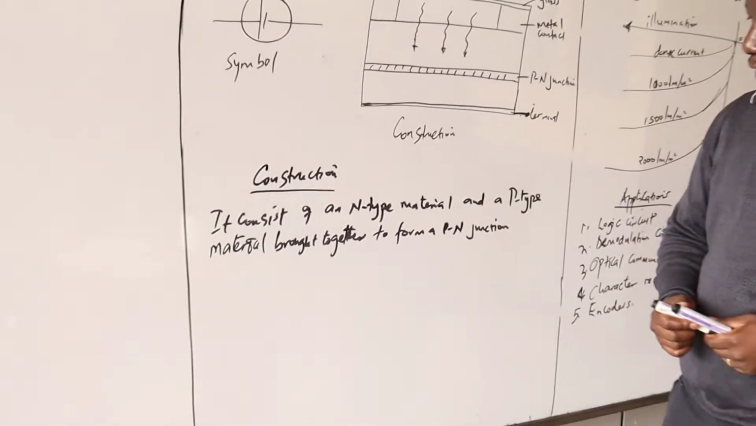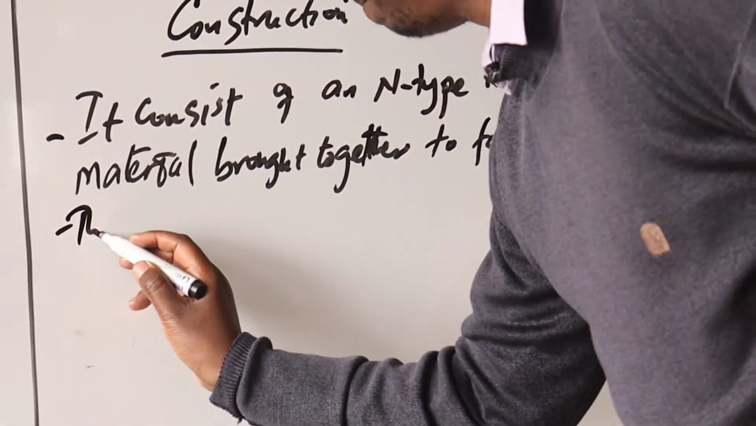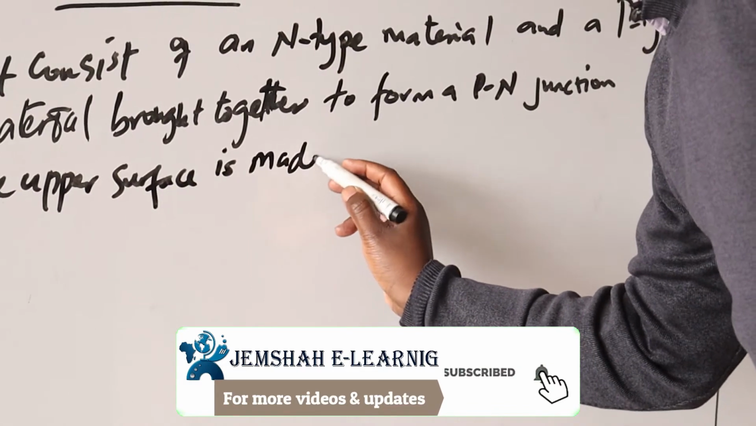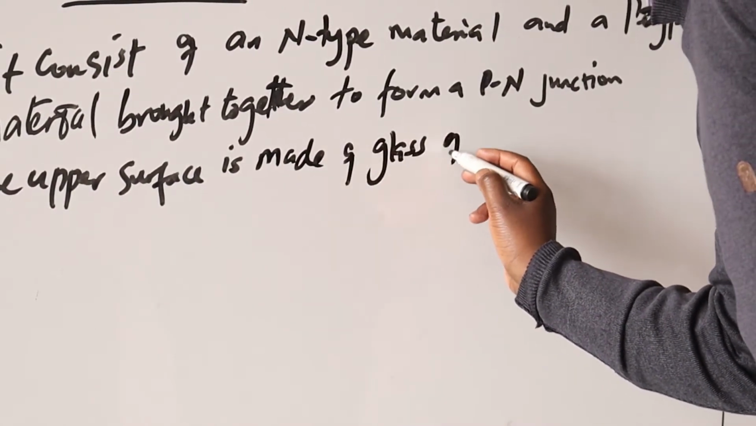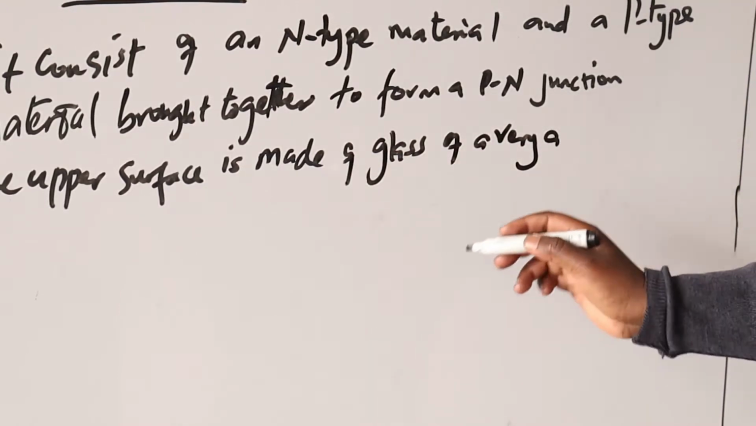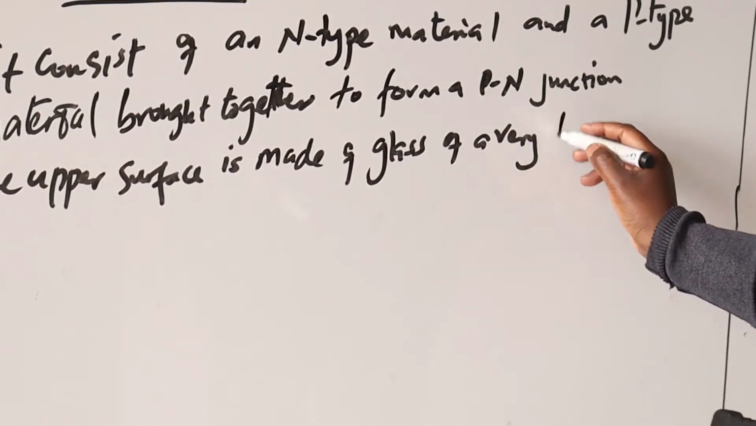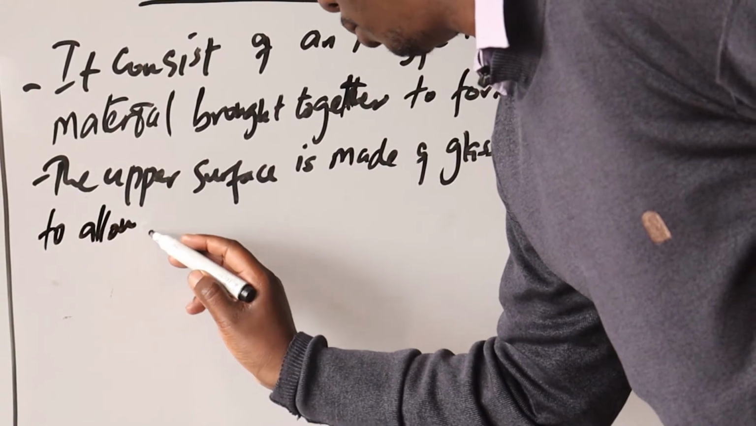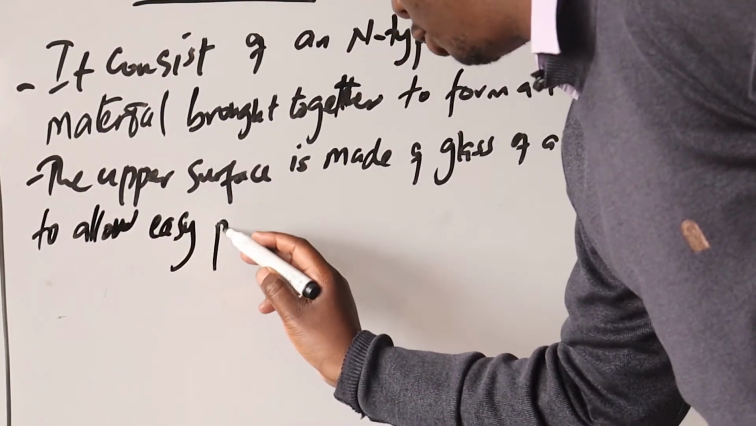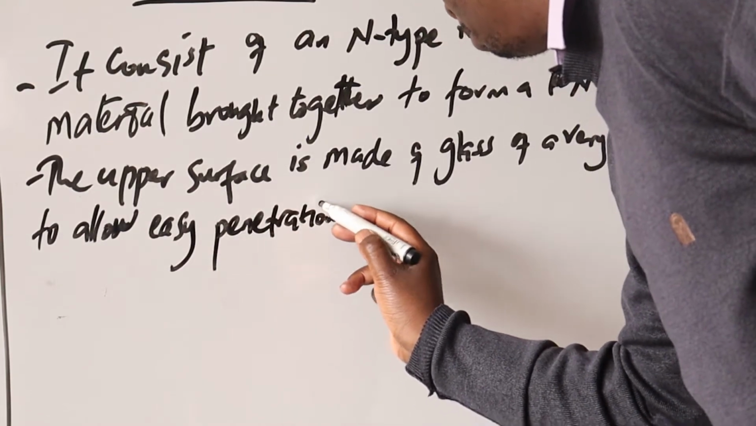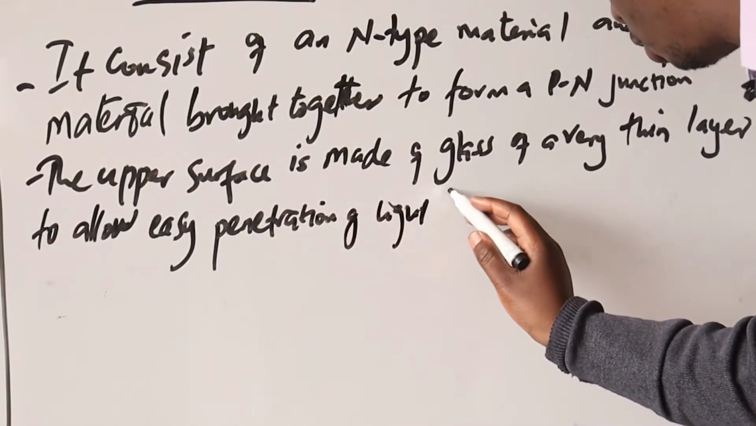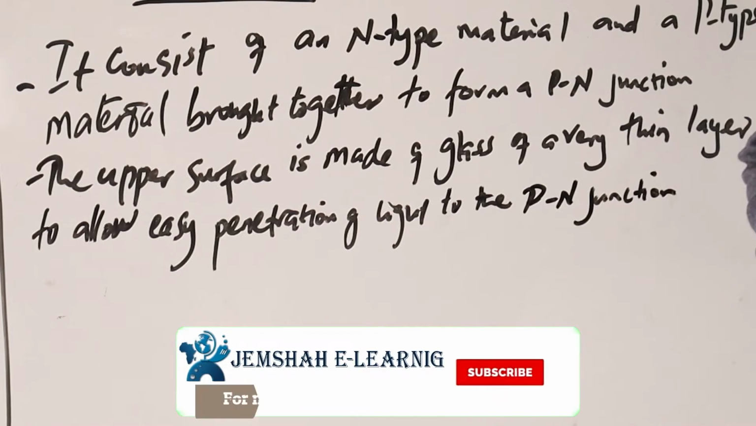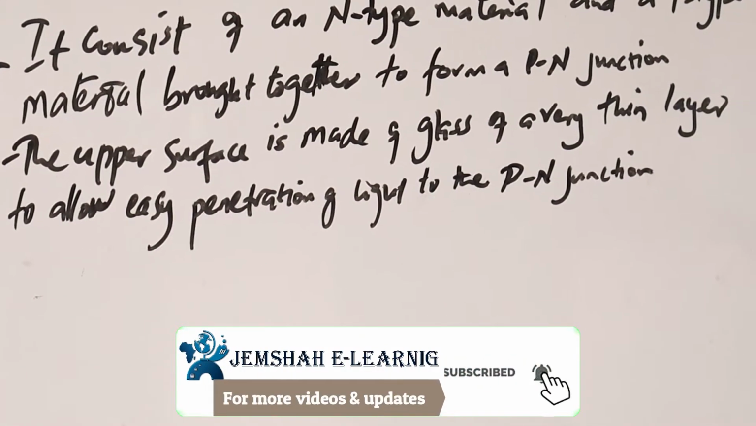The upper surface is made of glass, of a very thin layer, to allow easy penetration of light to the PN junction. Then we're going now to discuss the operation of that.